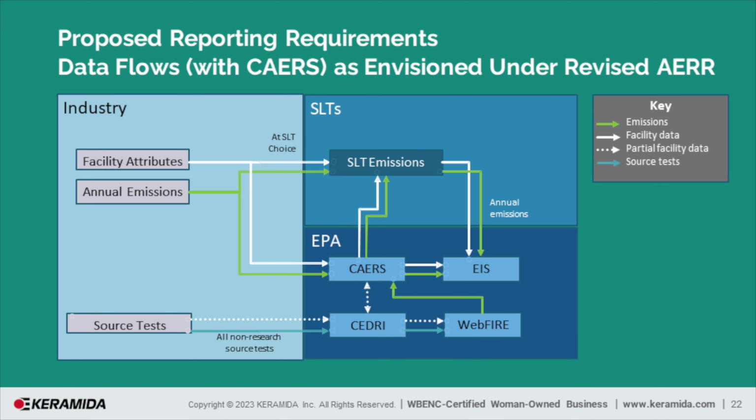So this is the type of information that will end up being put in either to the state or to CARES. So your facility attributes, which is your address, your location, the type of facility that you are, and your annual emissions. So those will both be going right now. The way the rule's written is you'll be reporting to both the state and through CARES. And then your source tests will be going through SEDRI, but will also be going to CARES. So it can get to be a fairly burdensome requirement.